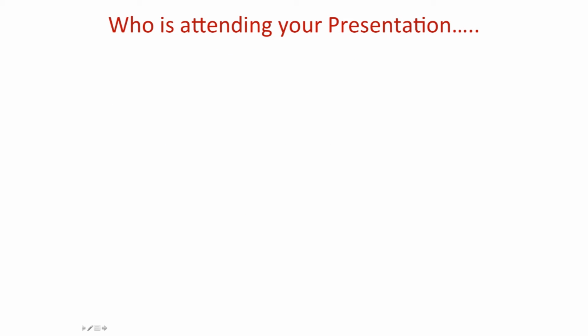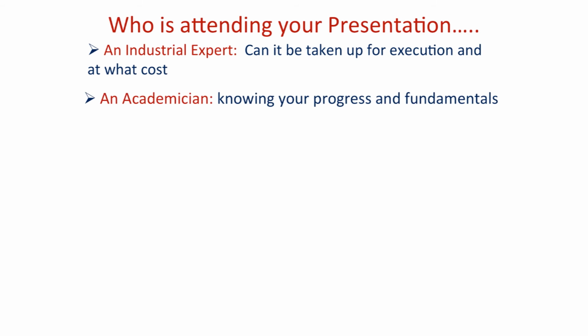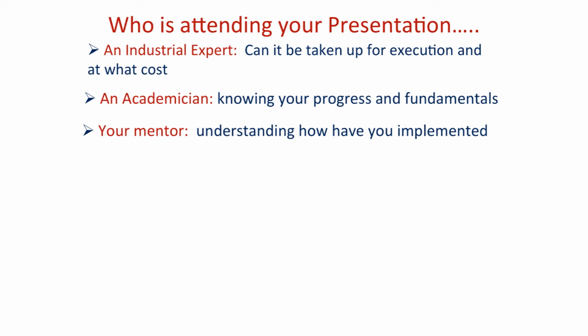Now the next immediate question is, who is sitting in front of that desk as the assessors? When you say that there would be somebody who is going to assess your project, the first is an industrial expert who is interested in whether this project can be taken up for execution and at what cost. So his focus would be on this. But an academician sitting as an expert committee member is interested in knowing your progress and how strong you are in the fundamentals of the subject which has been given to you. Your mentor would be interested in understanding how you have implemented his or her suggestions, and I'm sure mentors must have given you many suggestions, and the mentor is equally interested in knowing how well you have implemented those suggestions.